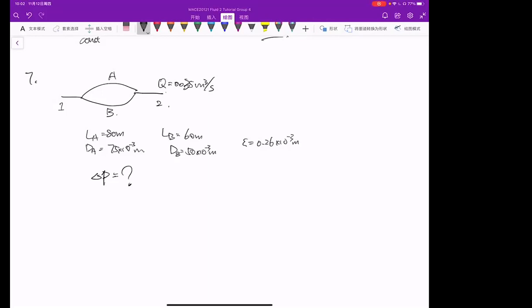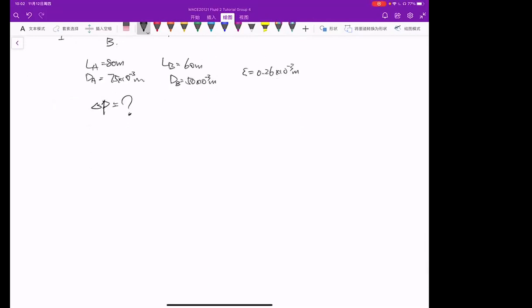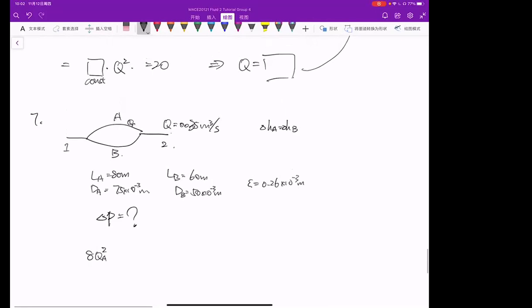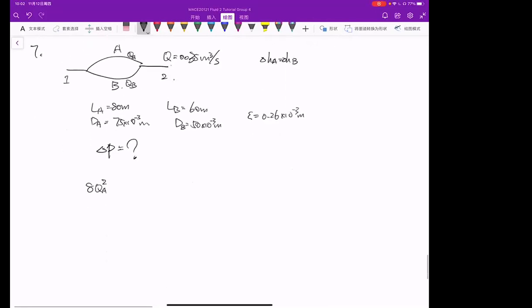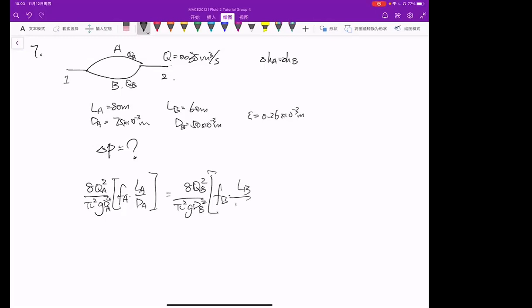Okay, so again, for parallel, a very important thing is head loss of A is the same as head loss of B. So that gives us 8 QA squared over pi squared times G times FA times LA over DA to the fifth, which should be the same as 8 times QB squared over pi squared G DB to the fifth times FB times LB over DB.